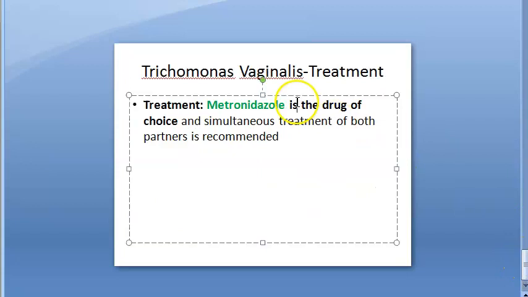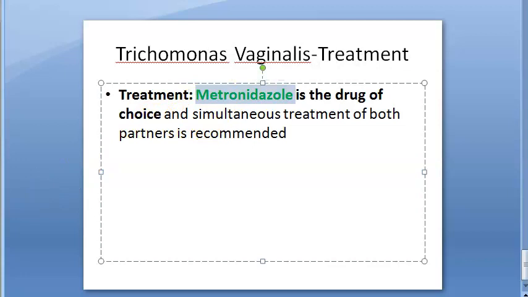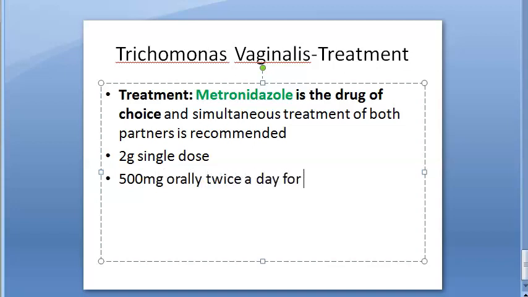Okay. So now let us go on to the Trichomonas vaginalis treatment. The treatment is actually Metronidazole. It is the drug of choice and it can be given to both the partners. You don't give it only to one person, give it to the other partner also. Metronidazole, a single dose orally, or you can give 500 mg twice orally a day for 7 days. So you can give 2 gram single dose or 500 milligram orally twice a day for 7 days.